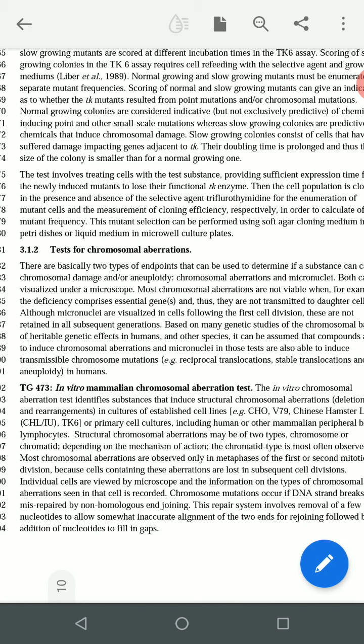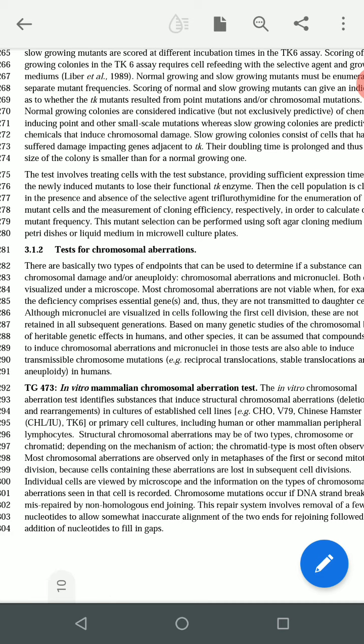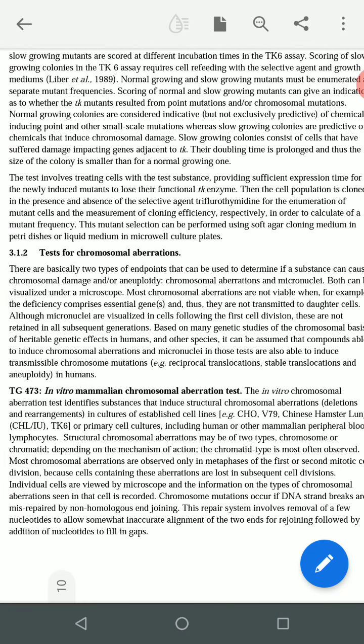Individual cells are viewed by microscope, and the information on the types of chromosomal aberrations seen in the cell is recorded. Chromosome mutations occur if DNA strand breaks are misrepaired by non-homologous end joining. This point I don't want to describe here.